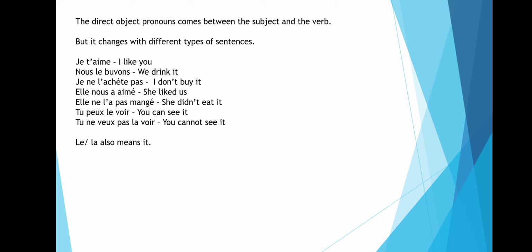Nous le buvons, we drink it. The next one's a negative in present tense. Je ne l'achète pas, I don't buy it.